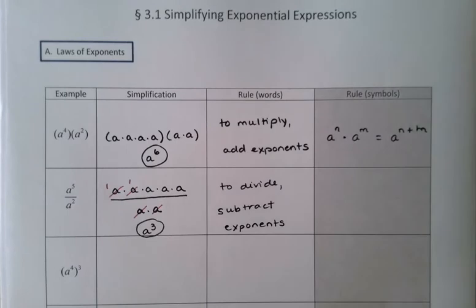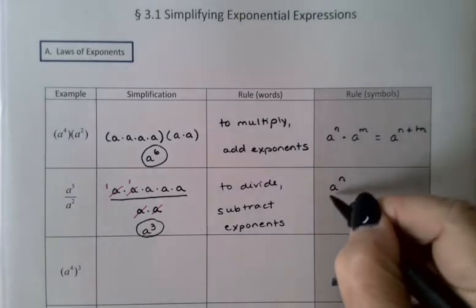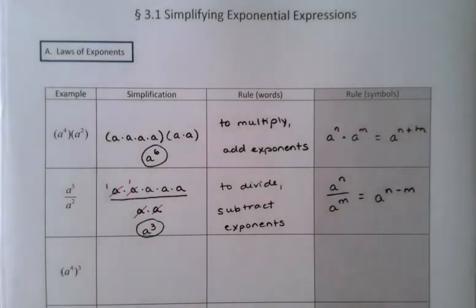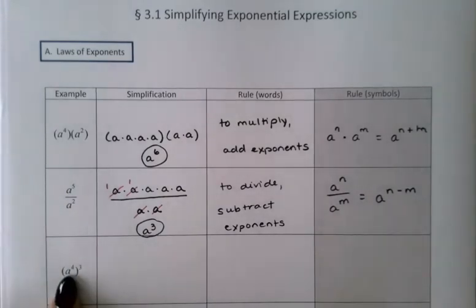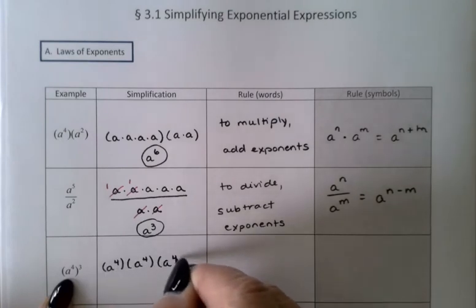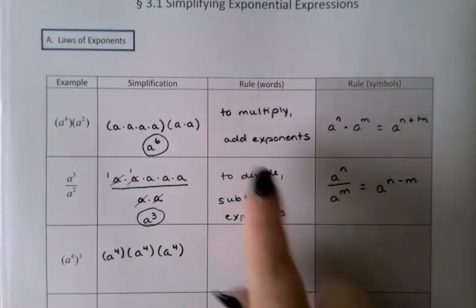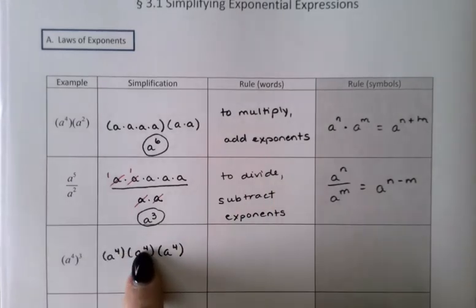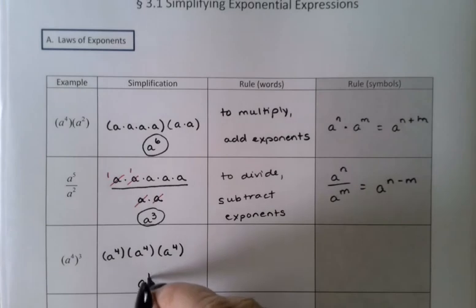If I wanted to write that out as a mathematical rule, I could write a to the n divided by a to the m equals a to the n minus m. All right, next one. I have a to the 4th in parentheses, and I'm raising that to the 3rd power. So it's like taking a power raised to another power. If I think about what this means, it means a to the 4th times itself, a total of 3 factors. If I now use this rule that says to multiply, add exponents, I would just add 4 plus 4 plus 4, and get a to the 12th.